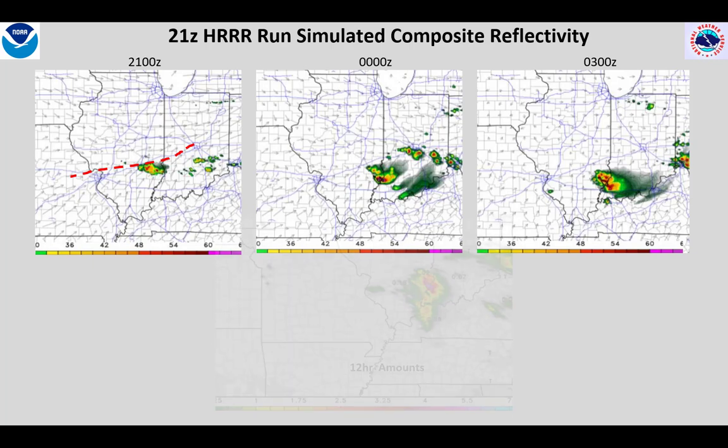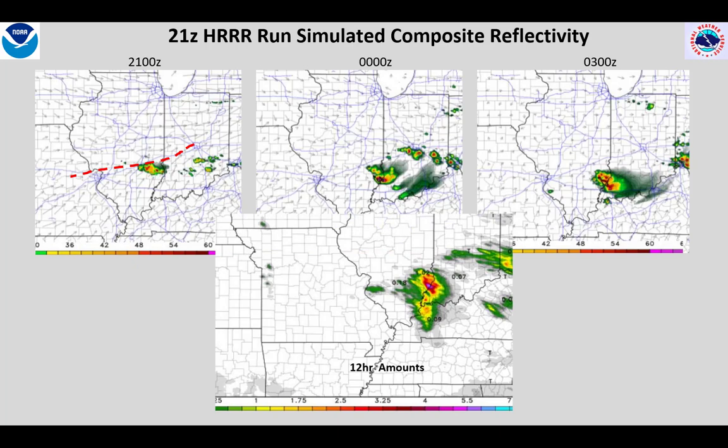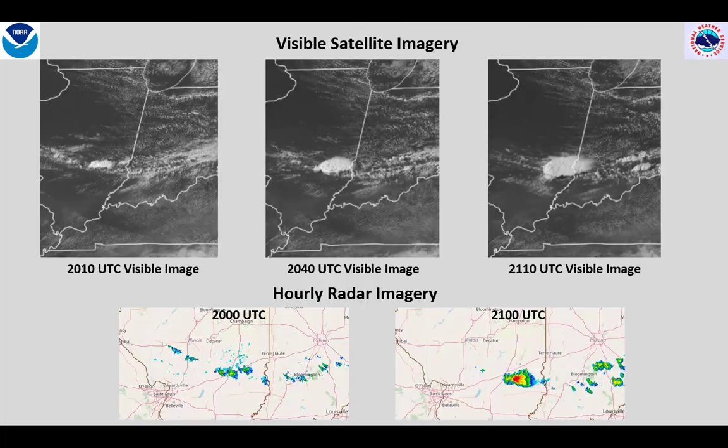As a result, the HER forecasts a 12-hour QPF maximum of 3 to 6 inches across a portion of southeastern Illinois, where it forecasts the most persistent convection. That's interesting. Here are visible satellite and radar images over the next 1 hour period. Convection develops in the vicinity of the surface trough, east of the upper trough axis, moving southeast across southeastern Illinois.